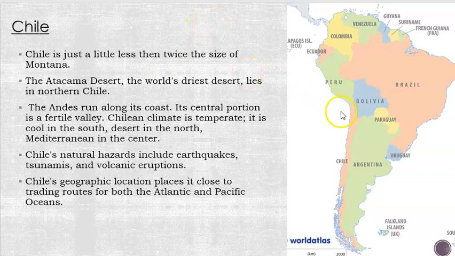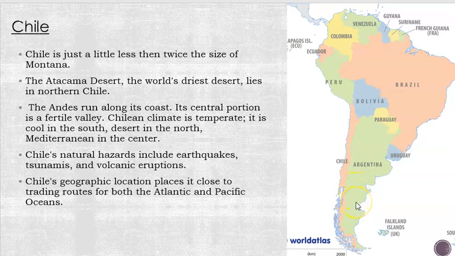Next up, we have Chile. Chile is kind of shaped like a chile pepper. It is this long, skinny, thin country that occupies the western side of the continent of South America. It's a little less than twice the size of Montana, and the Atacama Desert, which is the world's driest desert, lies in the northern part of Chile. The Andes Mountains run along the coast of Chile, and the central portion is a fertile valley.